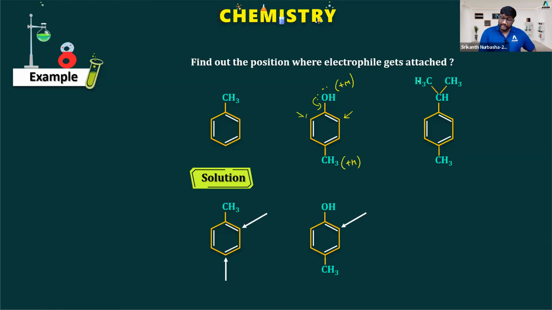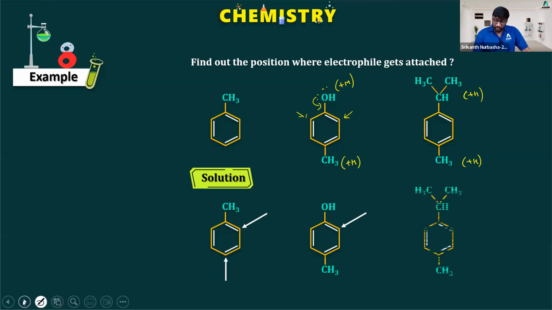Then CH3, CH, CH3, CH3. So this is also hyperconjugation, but more hyperconjugation will be with respect to this methyl. Yes or no? With respect to this methyl, we have 3 alpha hydrogens. Here we have 1 alpha hydrogen. So with respect to this methyl only, the electron density position is going to be decided. With respect to this methyl, these two are ortho and this one is para. Para is already blocked. So ortho is going to be substituted.